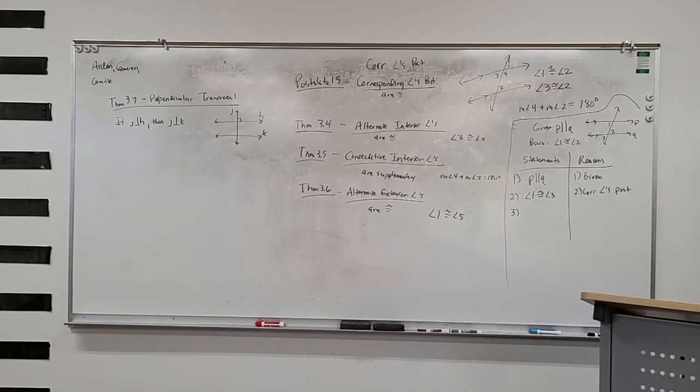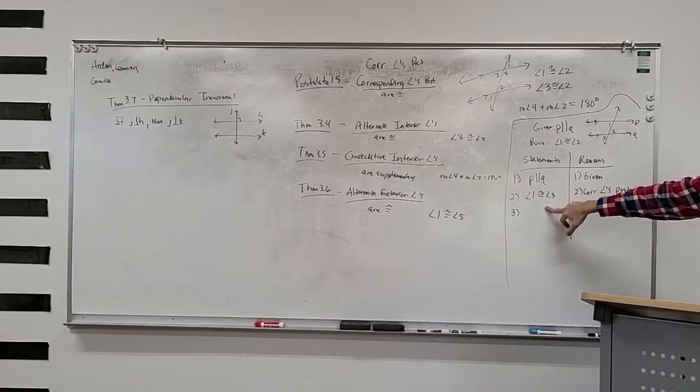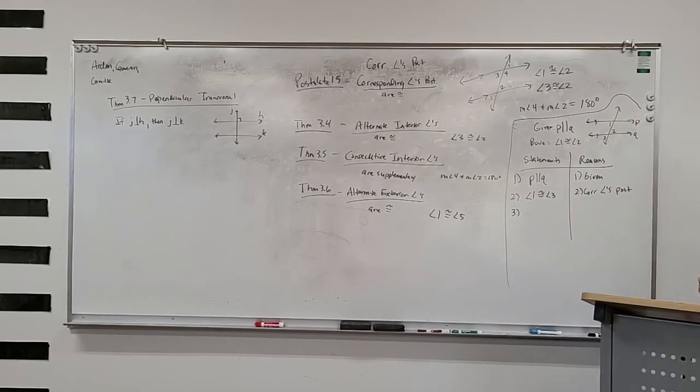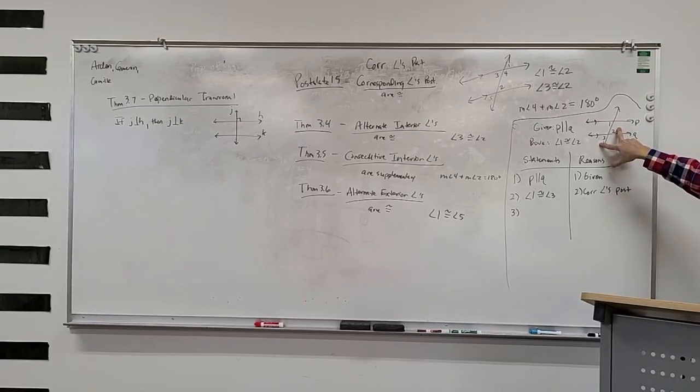How does that help us? We're trying to get down here to this idea that angle 1 is congruent to angle 2. So how is this fact going to help us with that? Well, we know that there's a relationship between angle 3 and angle 2. And what is that relationship? Yes, Cal? Because of the vertical angles postulate, they're congruent.